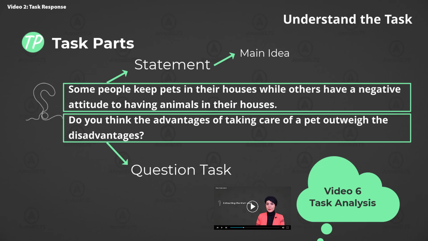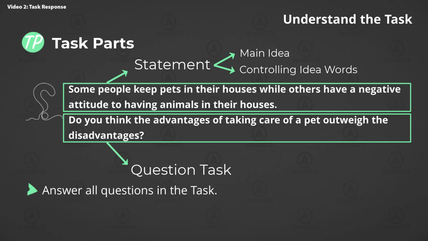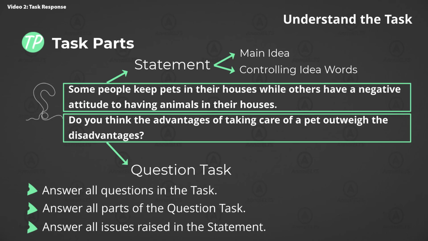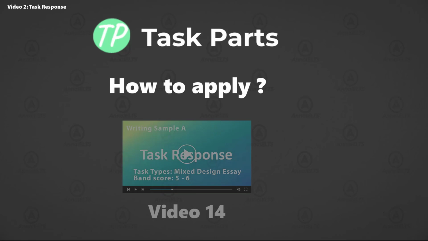Extract the main idea of the task and write about that. Extract the controlling idea words and write about them. This will be explained in video number 6. Answer all questions in the task. You need to answer all parts of the question task. You need to answer all issues raised in the statement. These are theoretical. For more information on how to actually apply them, you can watch video number 14.